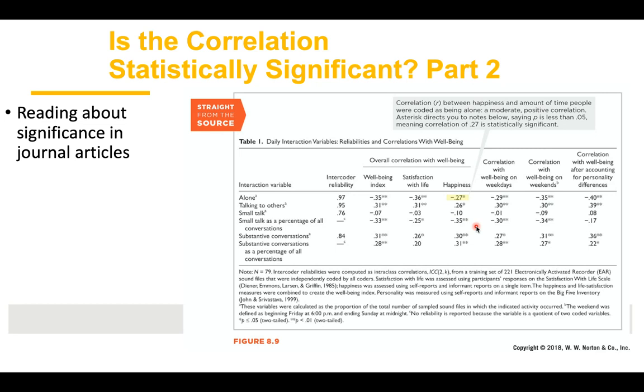Just because something is statistically significant doesn't mean we treat it equally as all other statistically significant results. We can compare these two, and we can say that the relationship between happiness and small talk is a stronger relationship than happiness and being alone, even though they are both statistically significant.